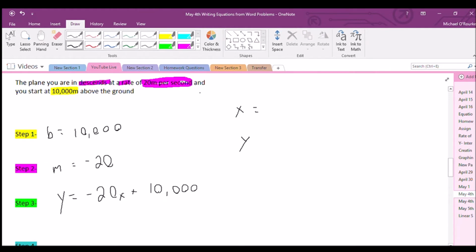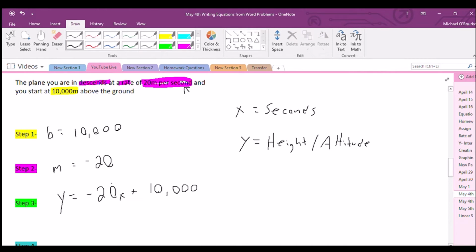X is always easy to figure out because it's attached to the rate of change. So it's per time. X is going to mean seconds, where y is your height or your altitude.